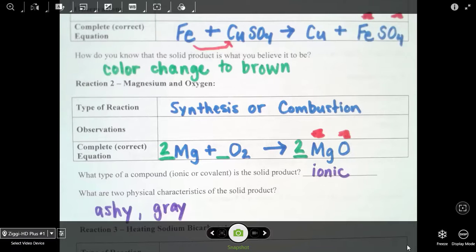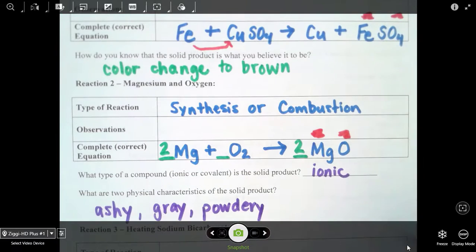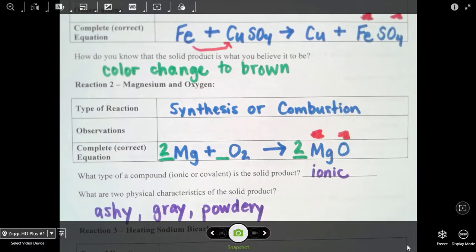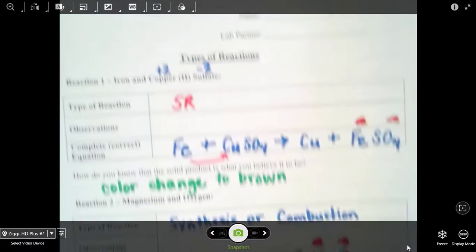And it says 2, so technically that's 2. Is there anything else we could add? What texture was it? Kind of like soft, powdery. Any of those would work. Okay, next one.